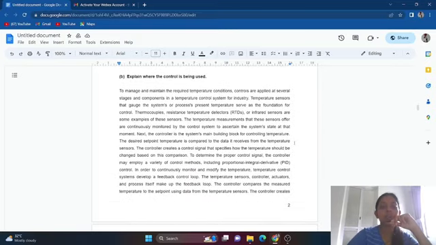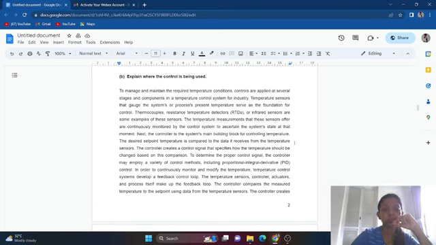So, where the control is being used. These controls are required for temperature conditions. These controls are applied at several stages and components in the temperature control system industry. Temperature sensors that gauge the system's present process temperature serve as the foundation for control. The temperature measurements that these sensors offer are continuously monitored by the control system to ascertain the system state at the moment.